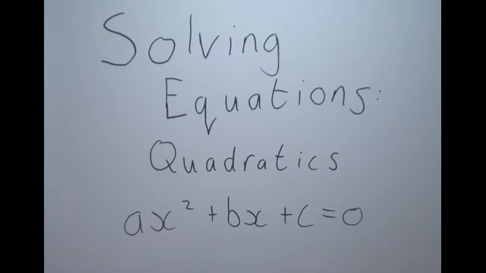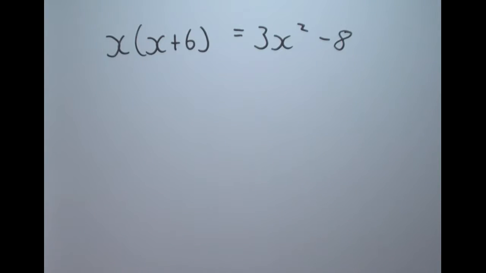So let's look at an example of a quadratic equation. Let's look at the equation x times (x plus 6) is equal to 3x squared minus 8. We want to solve for x. Now this is going to be different to a linear equation. In a linear equation, we wanted to get all the x's, or whatever letter we're working with, on one side, and everything else on the other side. With these types of problems, we want to take everything to one side and leave the other side as 0. So we're not separating the x's from the constants. We're going to take everything to one side, and from there we're going to factorize that side.